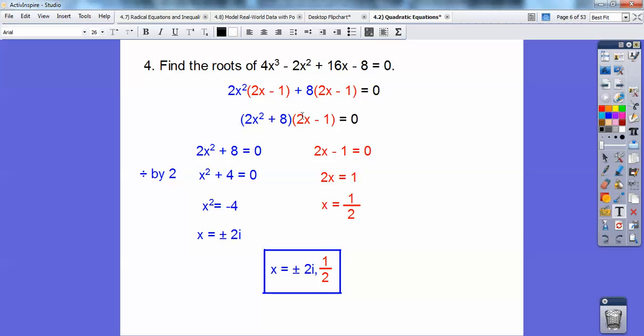Notice both have a 2x plus 1, so I made them 2x minus 1, sorry. And then I pulled the 2x minus 1 out, and I'm left with the blue stuff, 2x squared plus 8. That's what goes right here. Then I can set this factor equal to 0, divide by 2, and square root, you get plus or minus 2i. Over here you get 1/2. So there's 3 roots: 2i, negative 2i, and 1/2. I knew there's 3 roots because it was cubed.